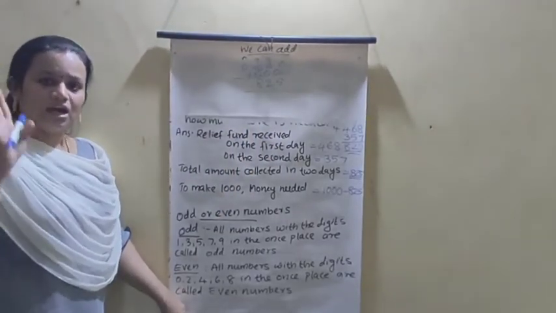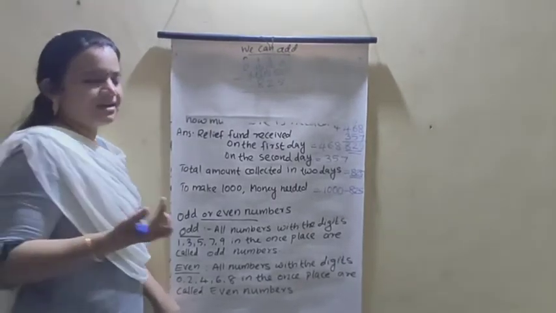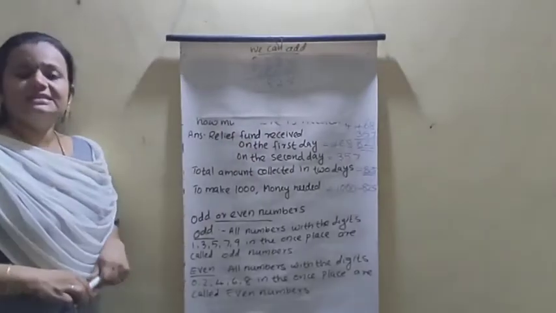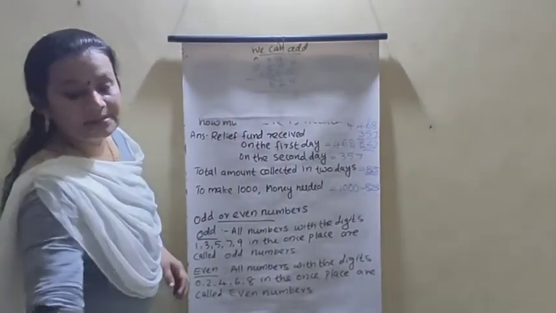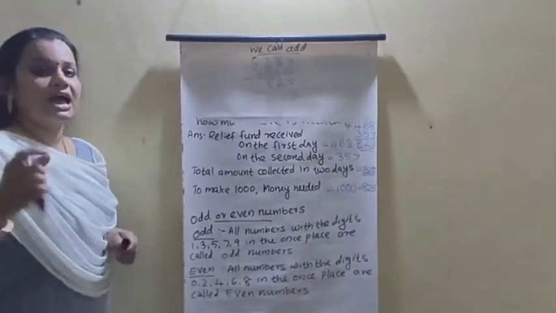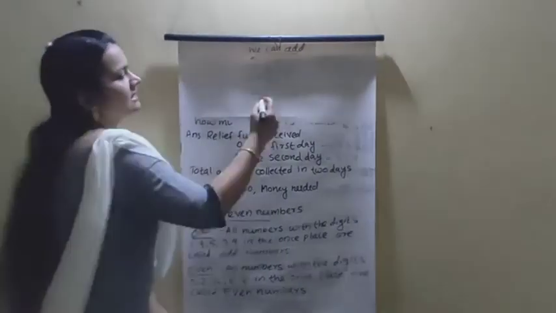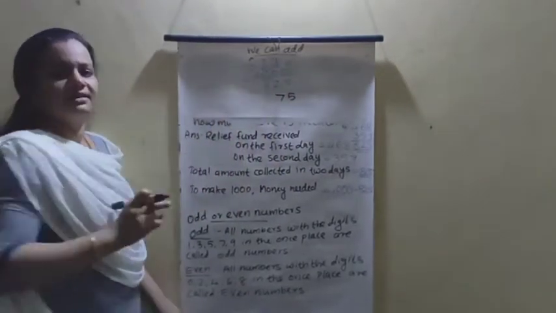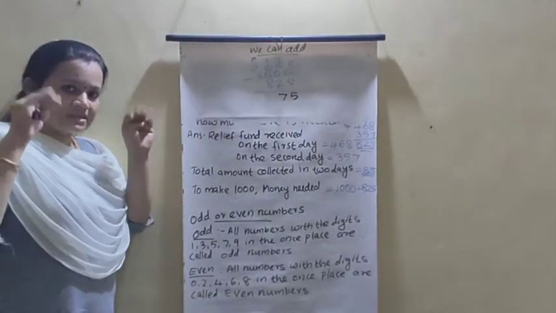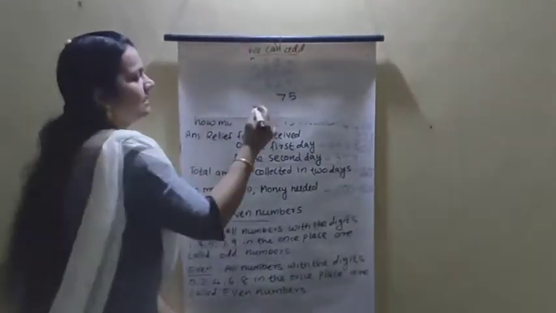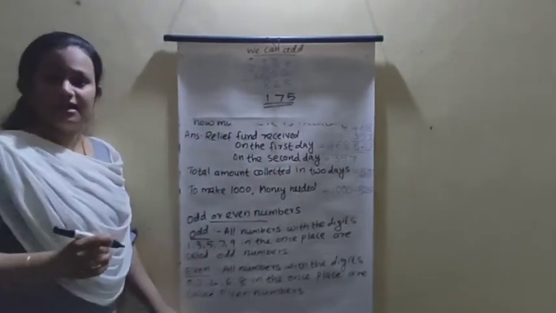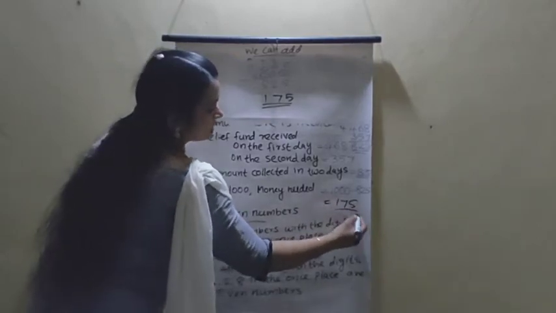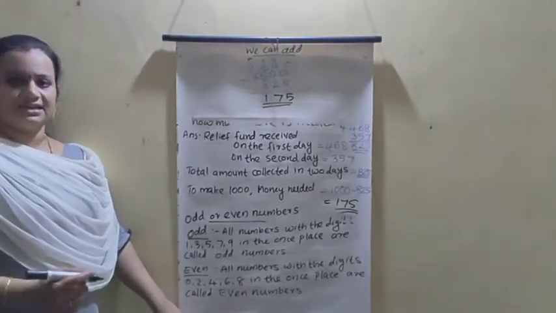What is 10 minus 5? Take 10 fingers in your hand and close 5 fingers. What is the answer? 5. Then 9 minus 2: take 9 fingers and close 2 fingers. We get 7. Then 9 minus 8: take 9 fingers and close 8 fingers. We get 1. So 175 rupees are needed to make 1,000.